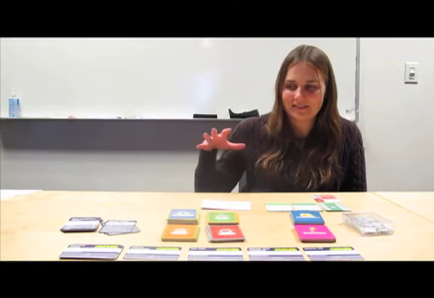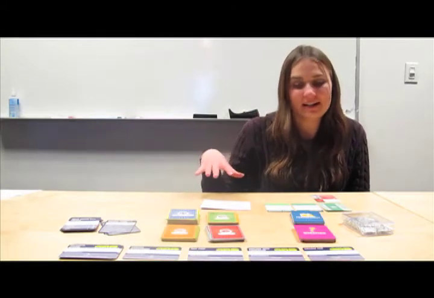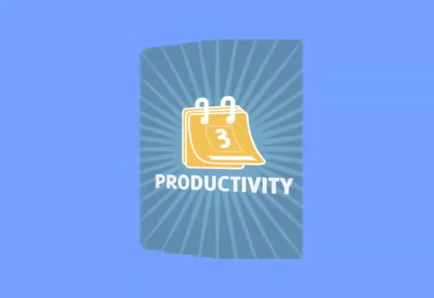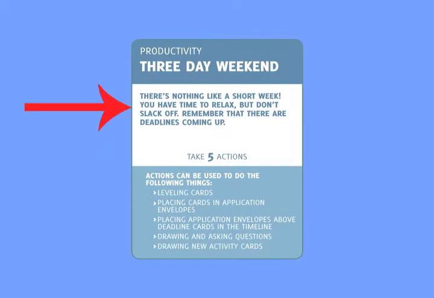So after you have the center of the table set up and each player has their starting cards, one player begins by getting actions, which is the first step. You get actions by drawing a productivity card. And productivity cards say what kind of week you're having and how many actions you get to take this turn. In this case, I get to take 5 actions. The card also shows how you can spend your actions on the bottom.